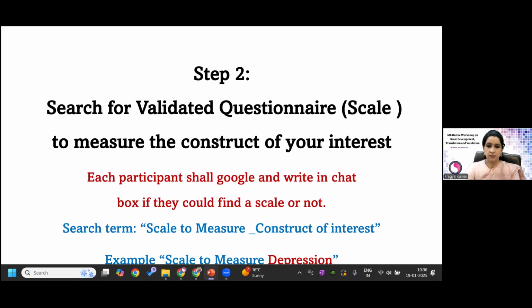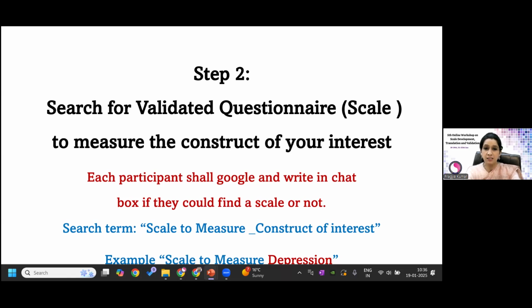Then the second step, you have to first search for a validated questionnaire already in the literature. So literature search is important. You should do a thorough literature search, and in this case, we recommend that you don't put a cap of the last 5 years or last 10 years, because many of these works were done long back, during the 1990s and 2000s. If you put a cap like the last 5 years, you may not get a validated scale.